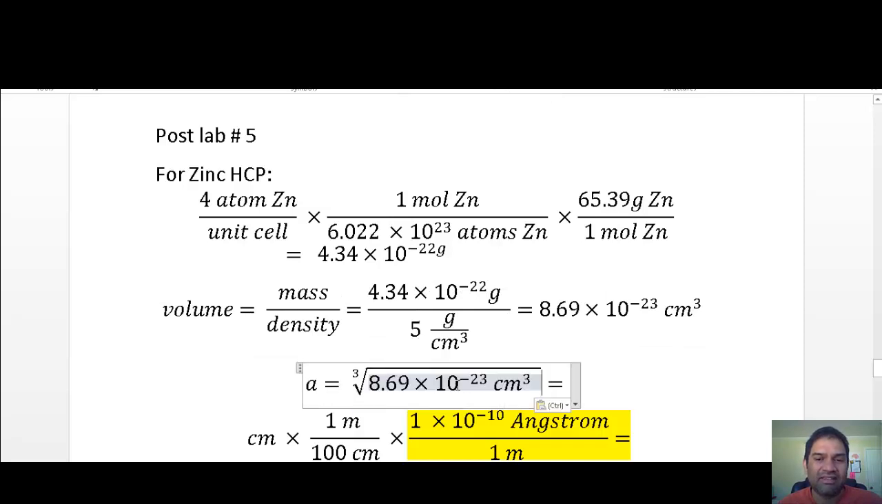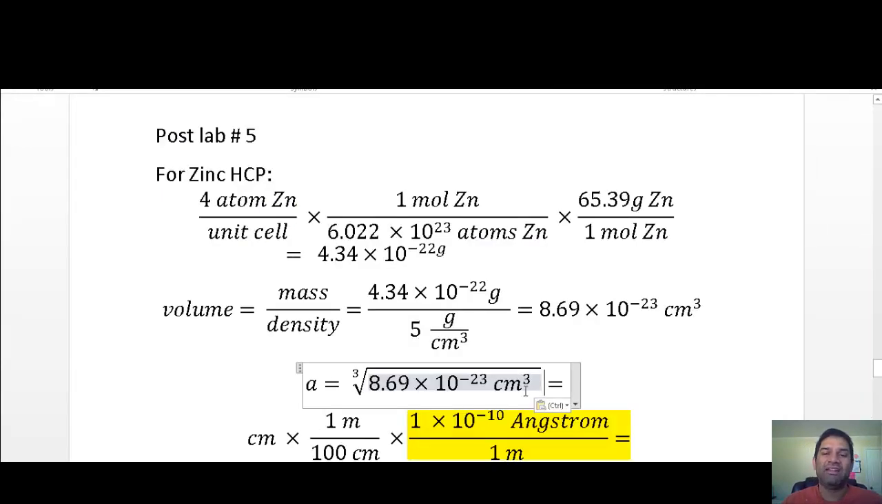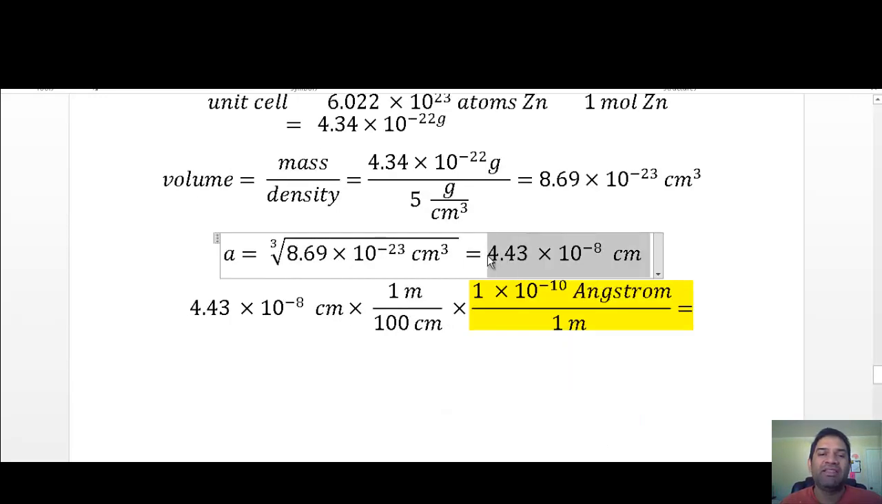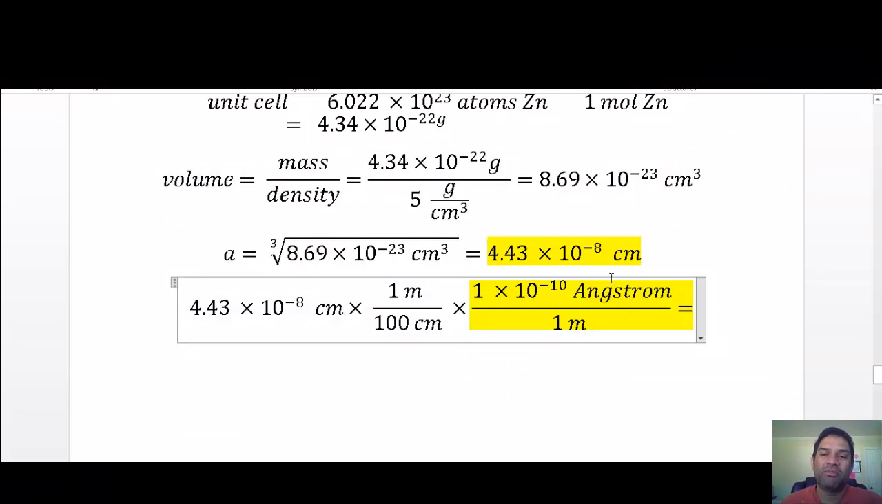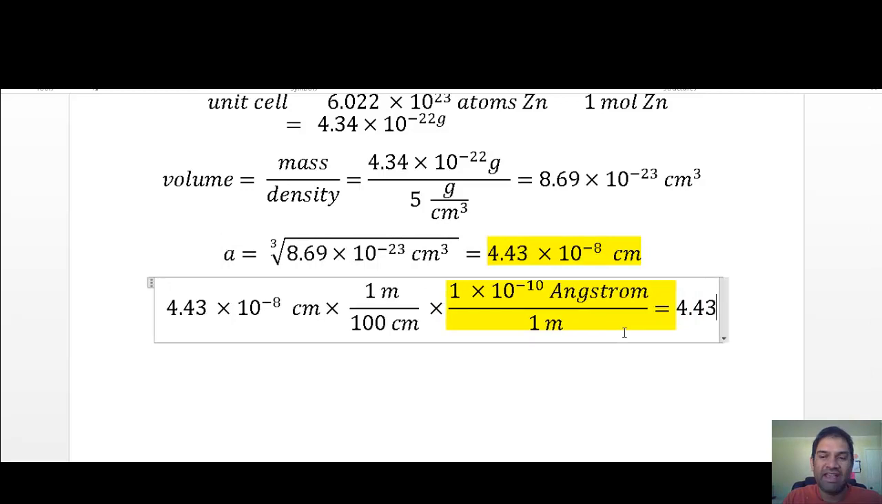Why am I cube rooting this? Because they tell us, if you read the problem, the edge length is the cube root of its unit cell volume. So all I got to do is cube root that, and I'll get my answer in units of centimeter. And when I do that, I get about 4.43 times 10 to the minus 8 centimeters. Let's go ahead and convert that to angstroms as well. Getting my edge length A for zinc, hexagonal closest packing, this many centimeters, going ahead and converting that to angstrom. Remember our conversion factor given to us. This is going to be about 4.43 angstroms.